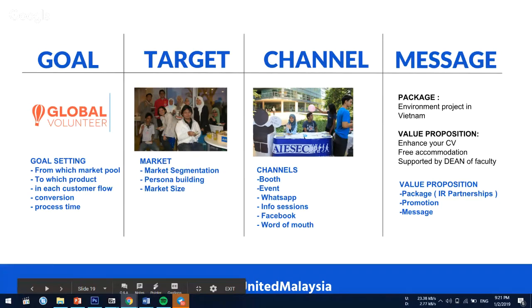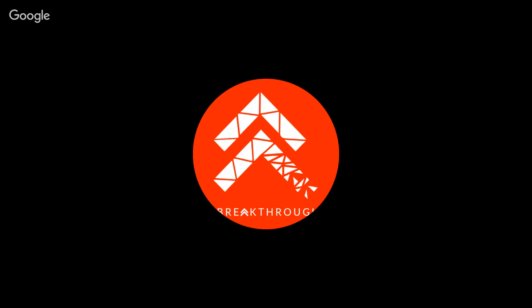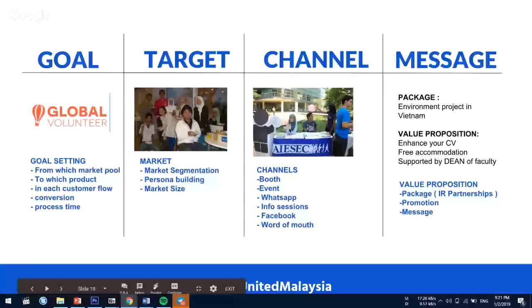Then in channel, very simple. Engineering student, do I want to use booth to reach out to them? Do I use WhatsApp? Do I use Facebook? What is the best way to reach out to them? The message, let's say for faculty of environment student, I'm going to do Vietnam. Clear cut. Not global volunteer, but a very, very specific package just for them. Value proposition: enhance your CV, free accommodation, supported by the dean of faculty, for example. Very uniquely designed just for them. Yeah. So it's about your package, IR partnership, promotions, and your message, for example.